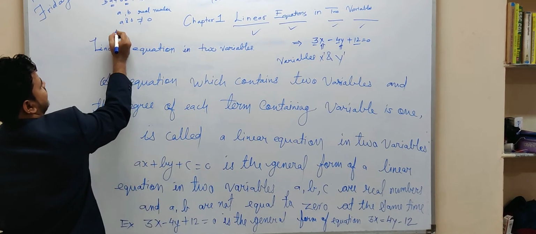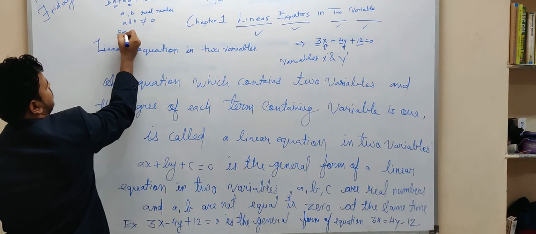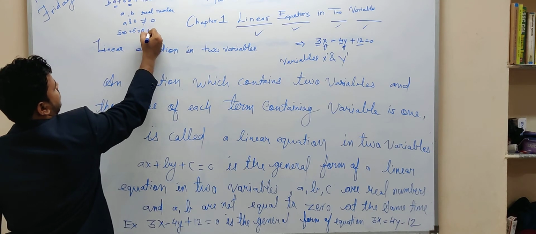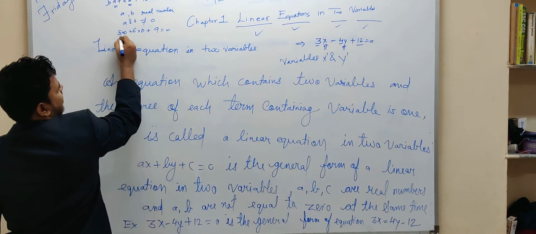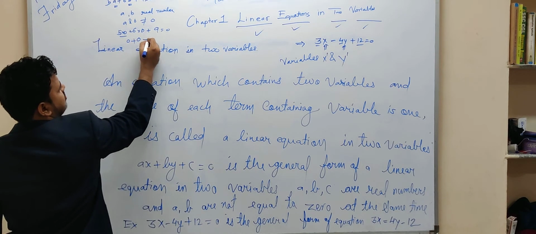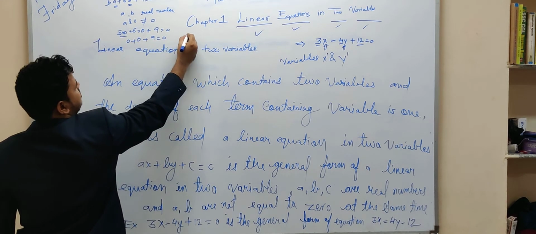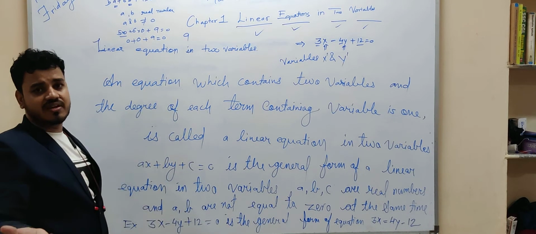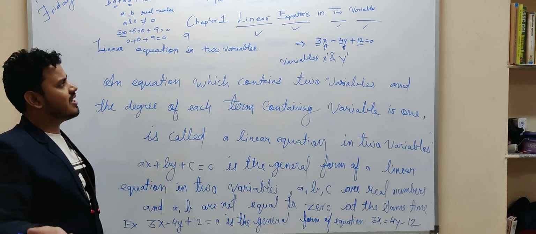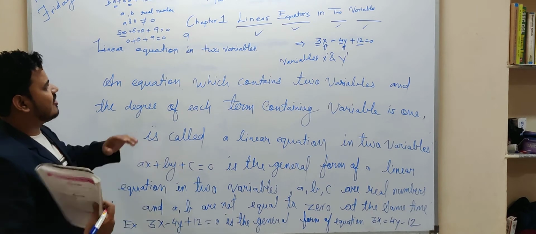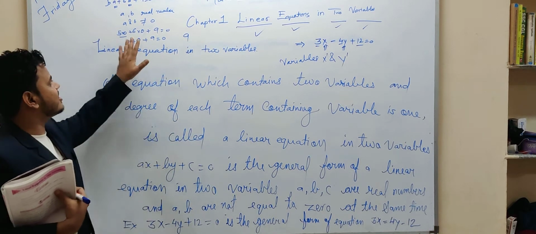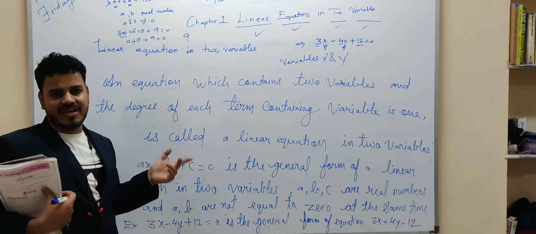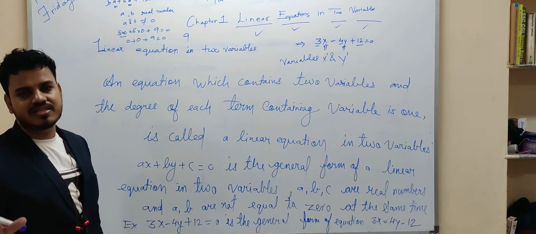If it is equal to 0, then what will happen? This will become 0, and in place of b, this will also become 0. Plus 9 equal to 0. So 5 into 0 is 0, plus 6 into 0 is also 0, and this is 9 equal to 0. So it doesn't make any sense. This equation will not remain an equation. It will not be called a linear equation in two variables because it will become 0. So in order to be a linear equation in two variables, the coefficients must not be equal to 0.